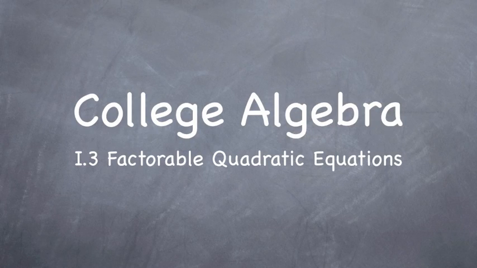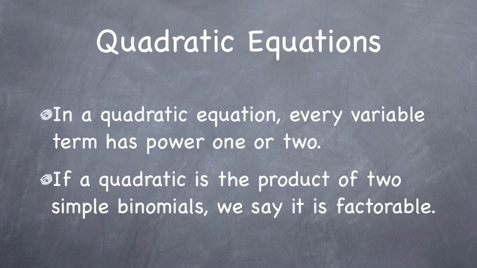This is lesson 1-3 on factorable quadratic equations. So when we talk about a quadratic equation, before now we've been talking about linear equations. Remember, that's an equation where the power of each variable term is always 1. In a quadratic equation, unlike linear equations, we now allow powers 1 and 2 for our variable terms.